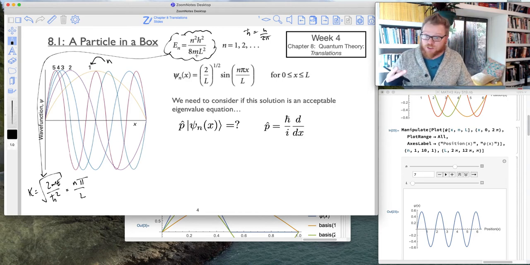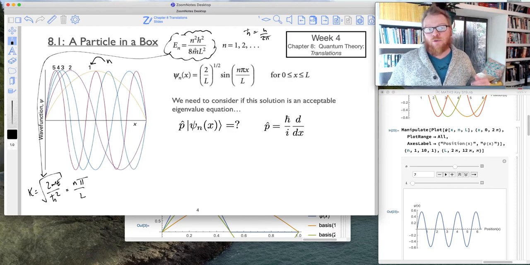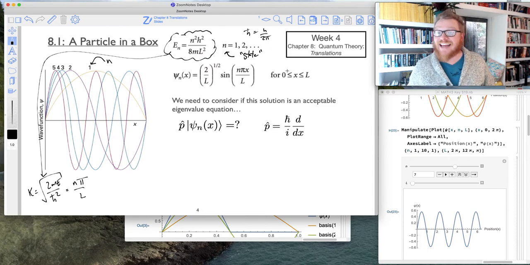However, when n is equal to 2, it goes up by the square. So now it becomes 4 times h squared divided by 8mL squared. When n is equal to 3, it goes up by the square again, to 3 squared, which is 9 times h squared divided by 8mL squared. Okay? So we're going to see some pretty cool implications from this. And so we establish here that these n values make up different quantum states, because they're a different eigenvalue. Each time we change the number n, we get a new eigenvalue.